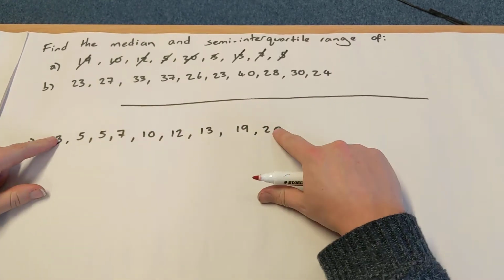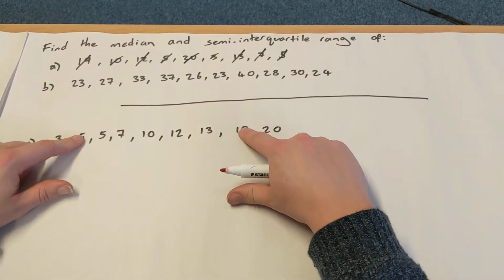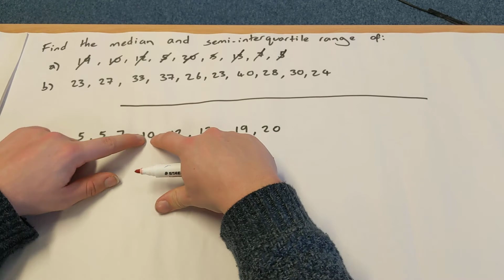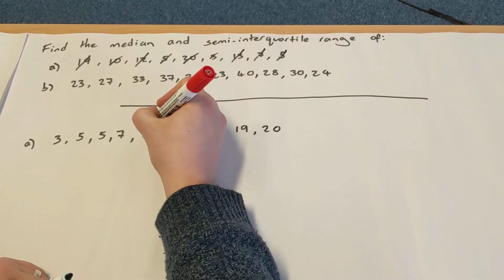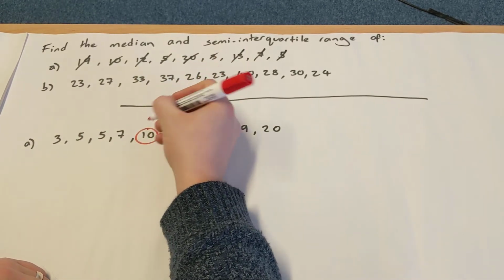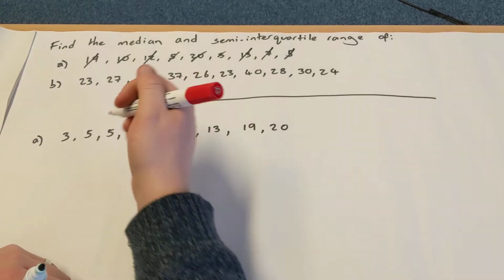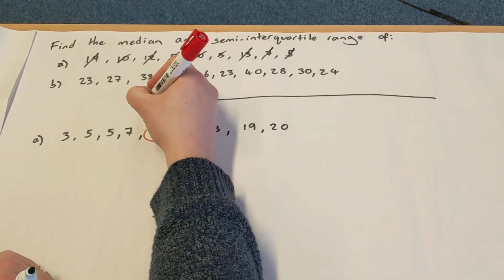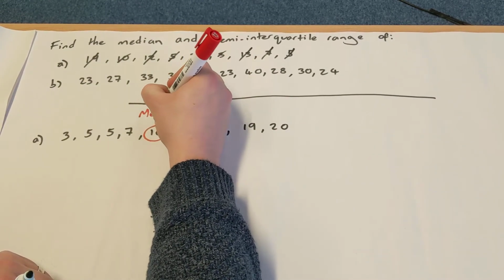So we'll start at the edges and count in. 1, 2, 3, 4. There. This is the value in the middle. This is a 10. And then we've got 4 values on either side of it. So this here is the median.